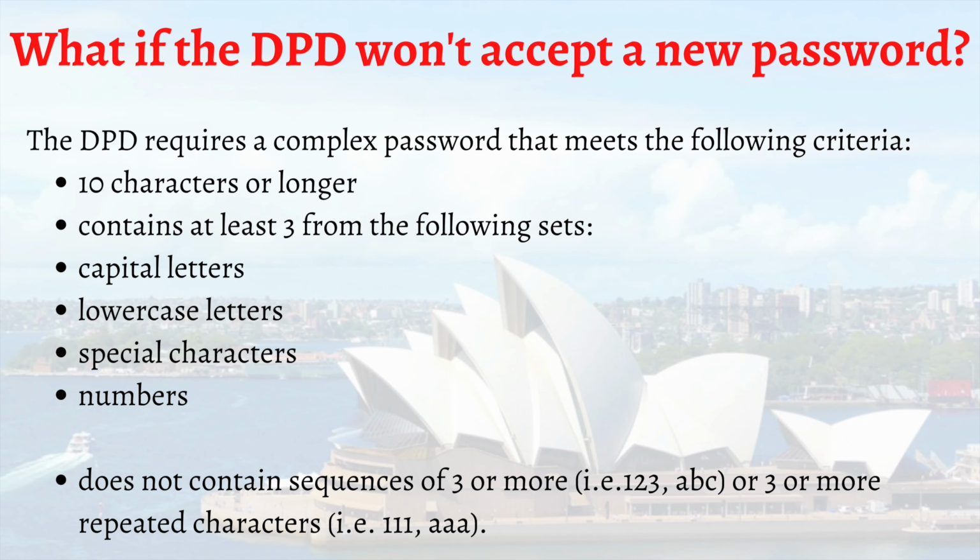Now, what if the DPD won't accept a new password? So the DPD requires a complex password that meets the following criteria. So that criteria is it needs to be 10 characters or longer. It needs to contain at least 3 from the following sets: capital letters, lowercase letters, special characters and numbers, and does not contain sequences of 3 or more, example 1, 2, 3, ABC, or 3 or more repeated characters, example 111, AAA.